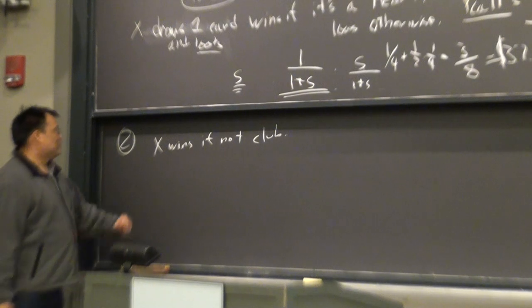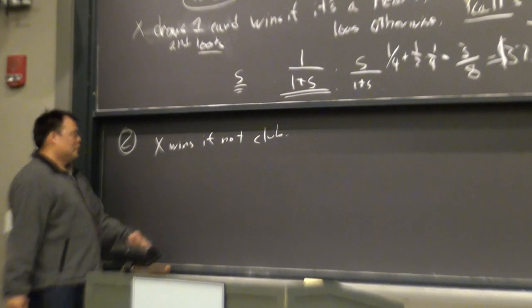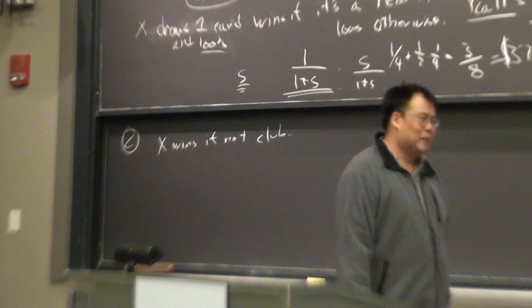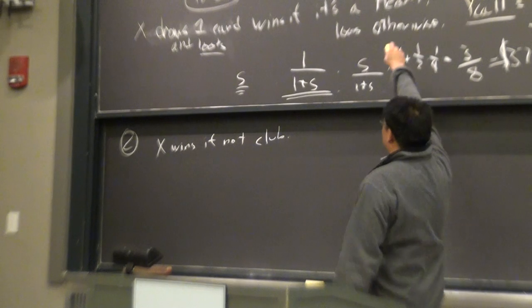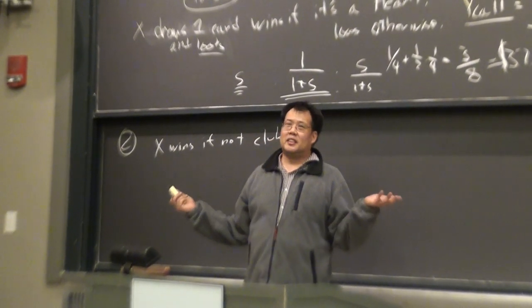That you can talk about in a future class. So let's just go through this problem because it's kind of interesting. Suppose X wins and it's not a club. So X is now winning 3/4 of the time. So if there's no betting, X should win $75. X's equity should be more or less than 75?